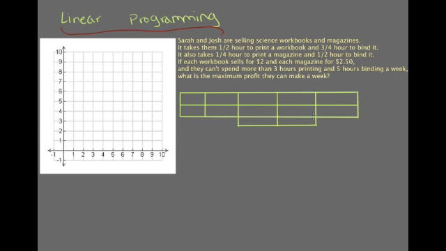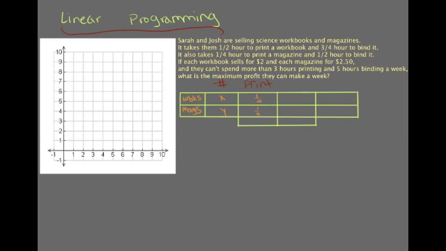So we have a chart here to organize our data. In the first column, we're going to put what we have. So those are workbooks and magazines. The second column, we're going to say how much we have. So the number. And we don't know how much we have, so let's assign variables, x and y. In the next column, we're going to see how long it takes to print one. So it takes 1/2 hour to print a workbook and 1/4 hour to print a magazine.